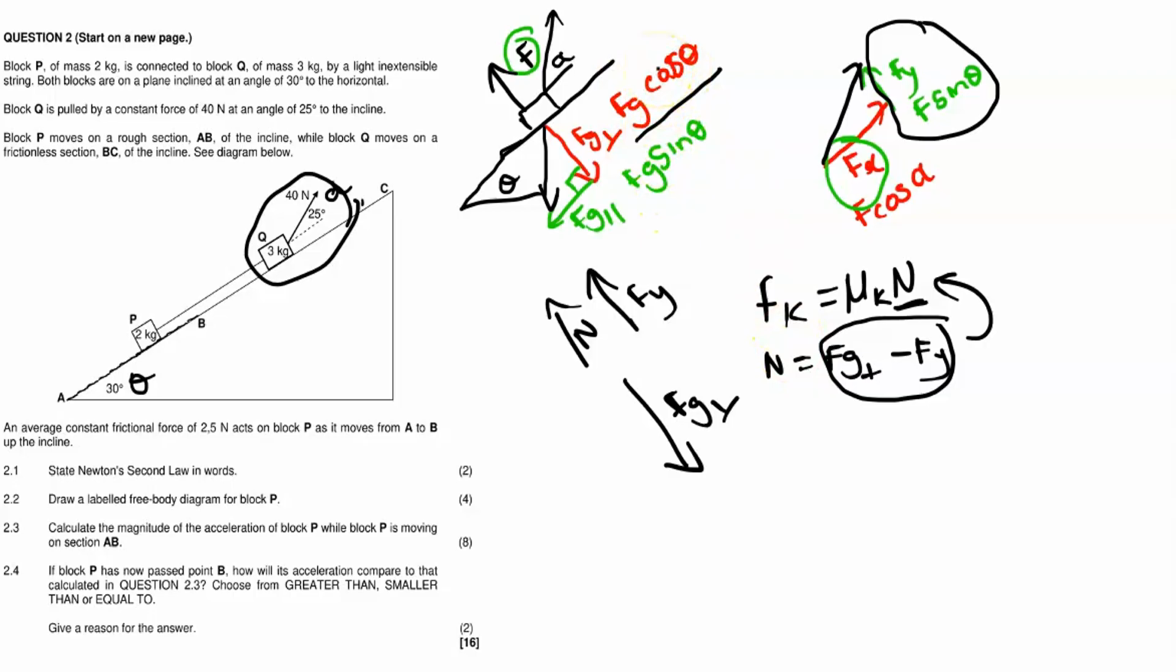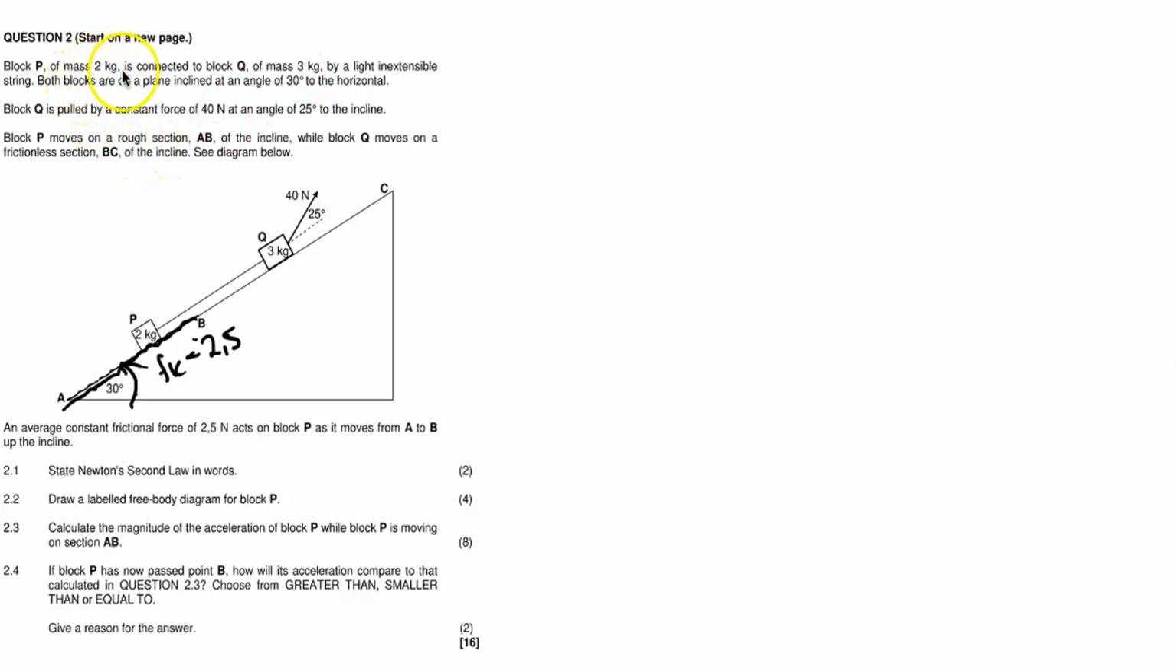So that is one of the reasons why I actually chose this question paper, so that I'm able to explain this. Block P of mass 2 kg is connected to block Q of mass 3 kg by a light inextensible string. Both blocks are on a plane inclined at an angle of 30 degrees to the horizontal. Block P is pulled by a constant force of 40 newtons at an angle of 25 degrees to the incline.